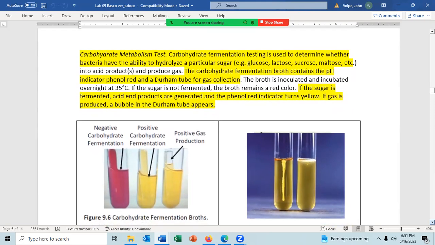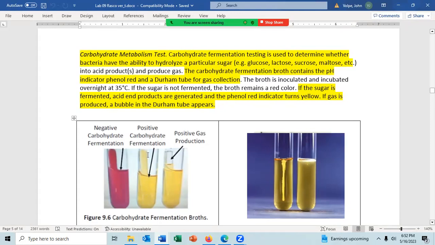All right, another test we want to talk about is the carbohydrate metabolism test. And this is a tube that has one sugar in it. And if the bacteria can ferment that sugar, it will make acid products in fermenting the sugar. And that'll change the color of the tube from red or pinkish to yellow. And that would be carbohydrate fermentation positive. Usually we call this by the sugar name. So if you have the sugar sucrose in there, you say that this is positive for sucrose fermentation.